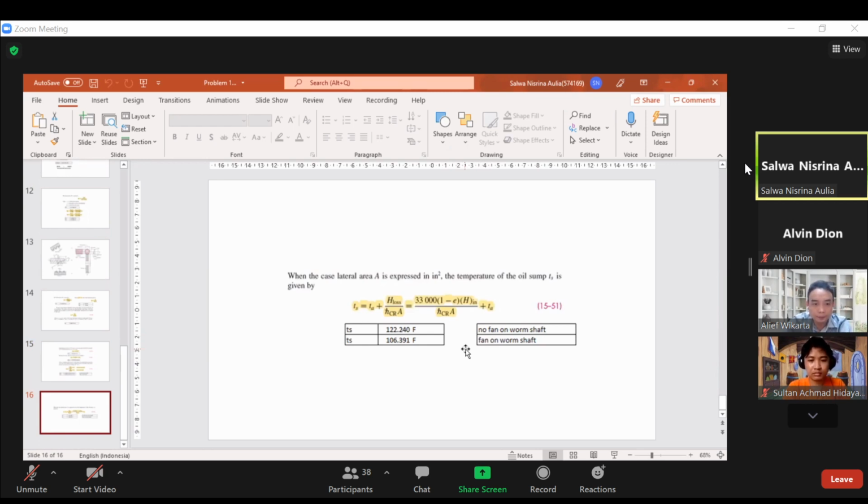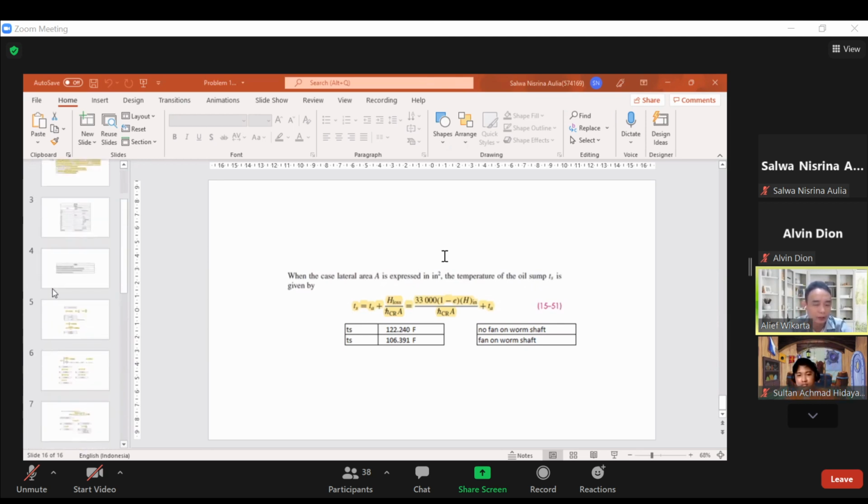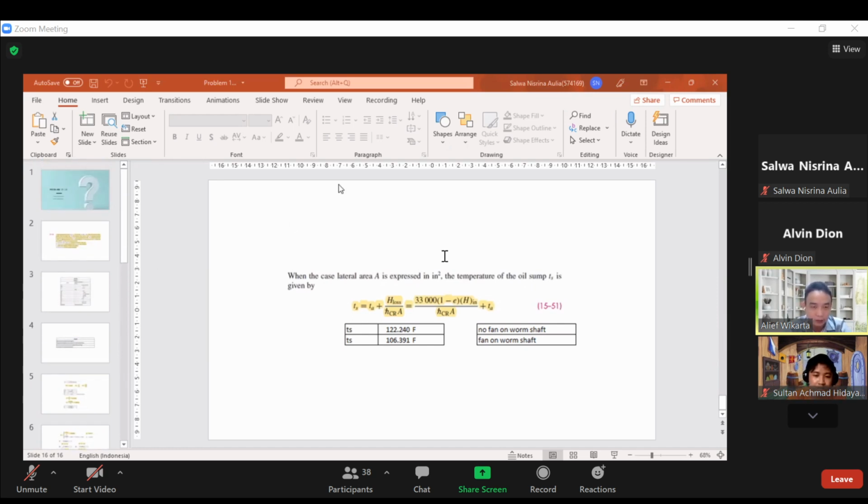Okay. What is the difference between helical gear and worm gear? What's the difference in terms of efficiency, in terms of temperature, in terms of maybe the ratio, maybe the velocity, velocity in worm, velocity in helical?